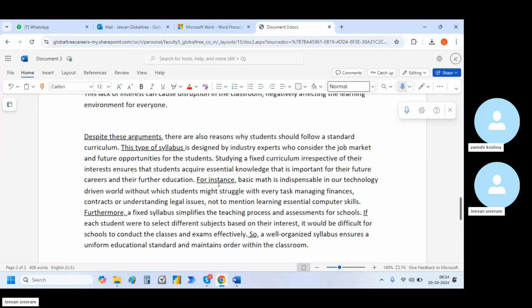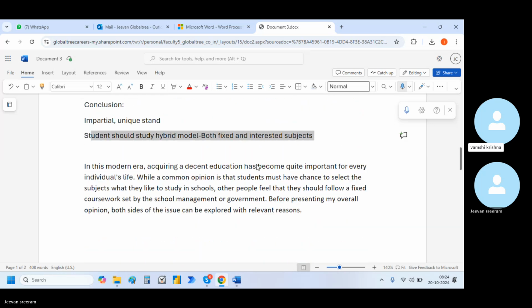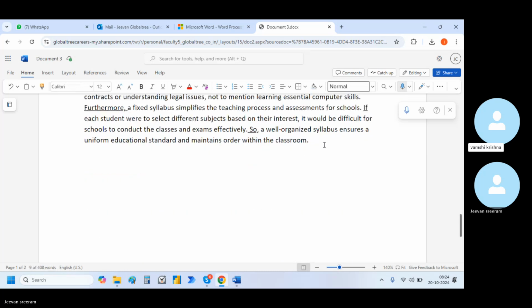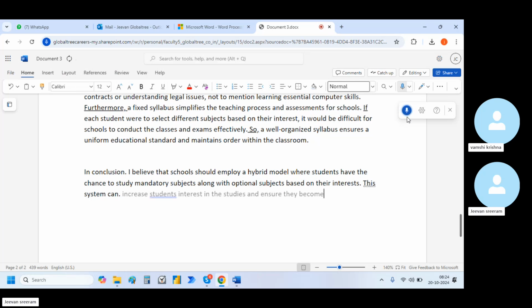Next one, conclusion. So in conclusion, what's our plan? Students should study a hybrid model along with an interested subject. Yes, let's include the same ideas. In conclusion, I believe that schools should employ a hybrid model where students have the chance to study mandatory subjects along with optional subjects based on their interests. This system can increase students' interest in the studies and ensure they become well rounded and happy members of society.